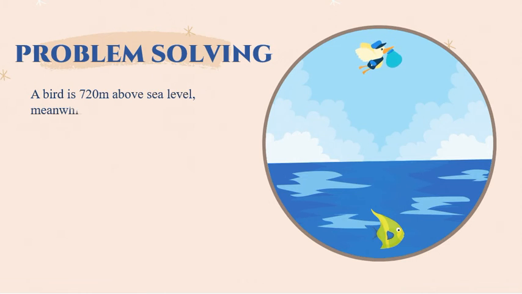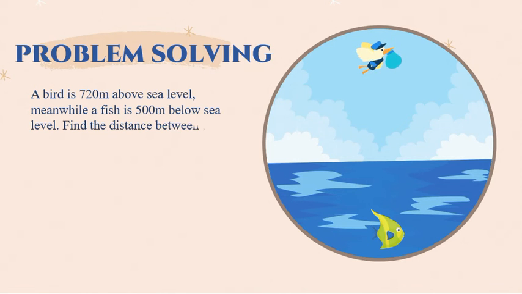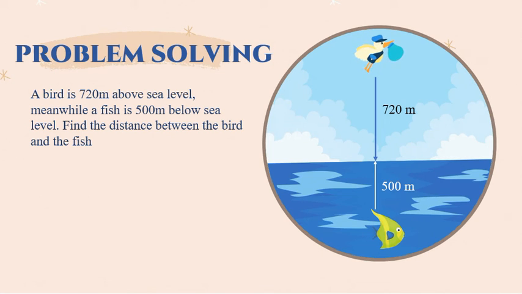Okay, so we look at problem solving. A bird is 720 meters above sea level. Meanwhile, a fish is 500 meters below sea level. Find the distance between the bird and the fish. If you look at the diagram, the bird here is 720 meters above sea level, and the fish is 500 meters below sea level. We know that everything below sea level is negative. So for the solution we write the bird as positive 720 and the fish as negative 500.